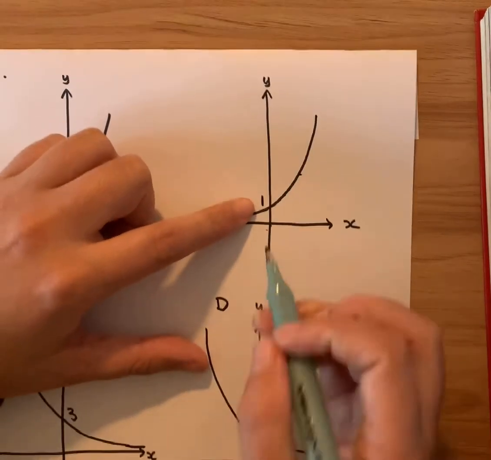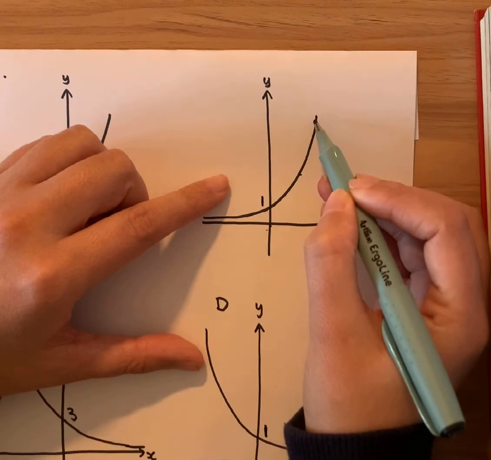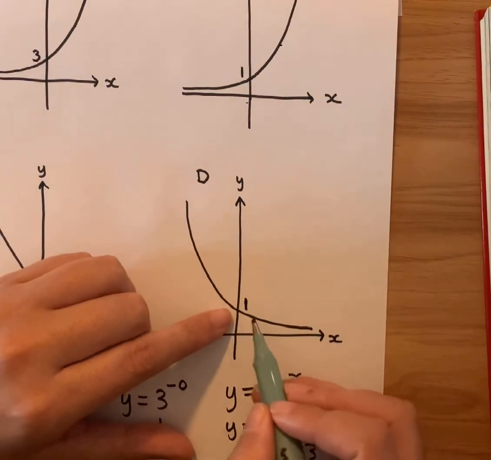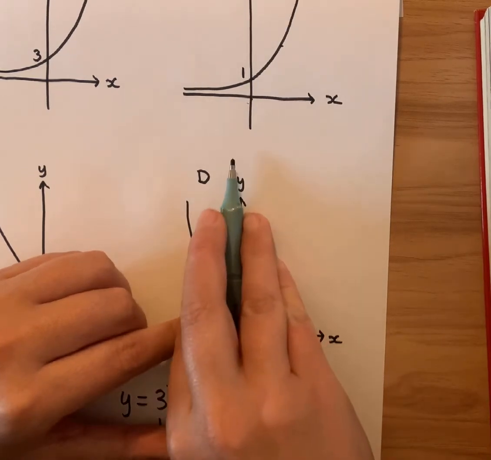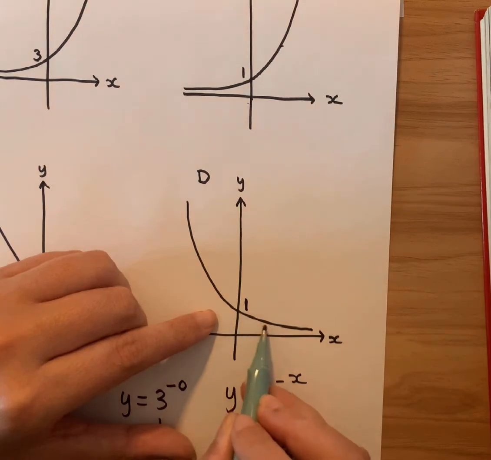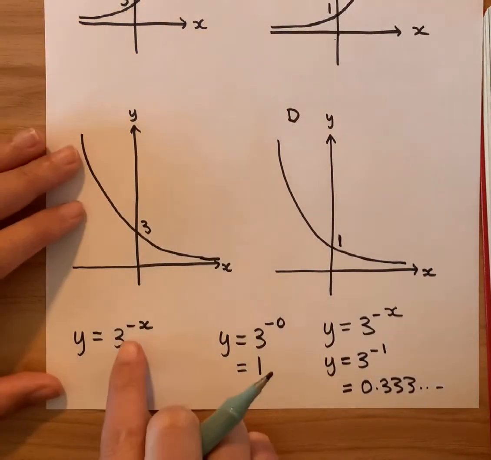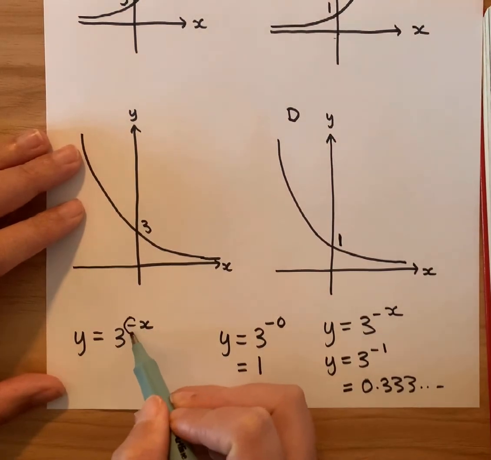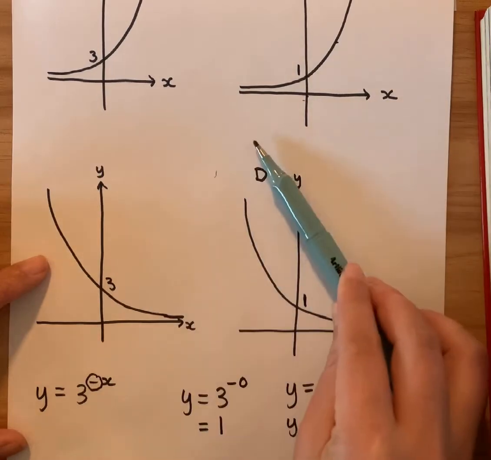It's less than 1, so it can't be this graph up here because everything here is greater than 1. It has to be this graph because everything after the y-axis, everything that's a positive value of x is going to be less than 1. It's decreasing. And we can also see that just by looking at this and going, oh, this is a negative, which means it's going to be decreasing and it's going to look like one of these graphs.